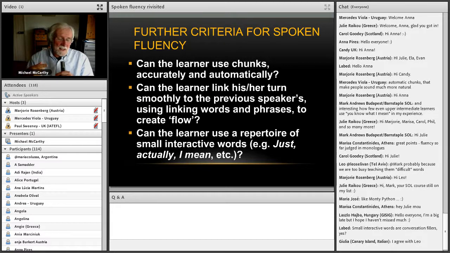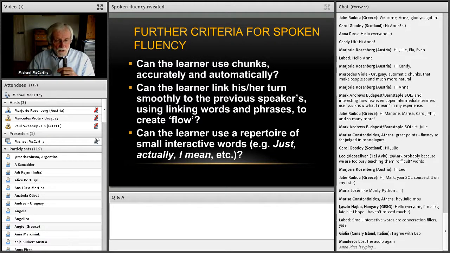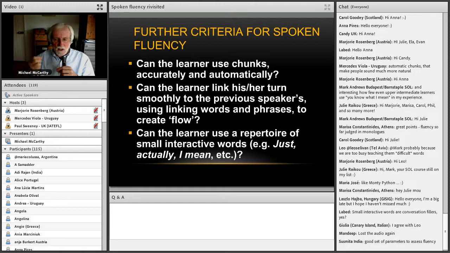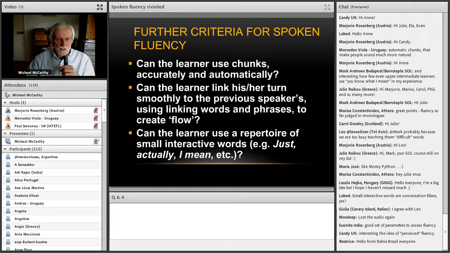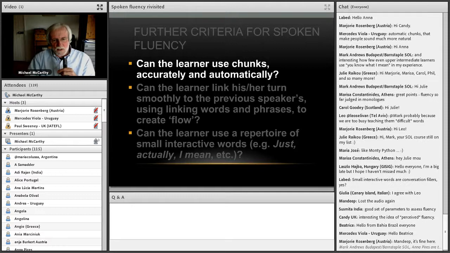Now, these are words that are not very noticeable in conversation. We hardly notice them. They're small words, and very often we don't see them in textbooks or in language courses simply because we're not very aware of using them. But as I said, there is research which shows that these little words can actually influence the judgment, the way someone is perceived as being fluent or not being fluent. So I'm going to take these three criteria one by one and have a look at them in turn. So let's start with this first one. Can the learner use chunks accurately and automatically?